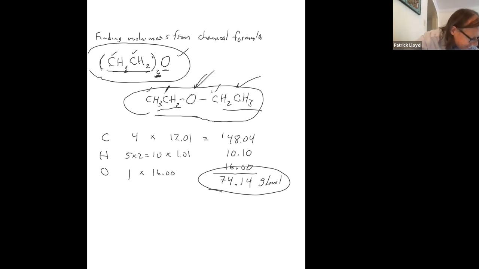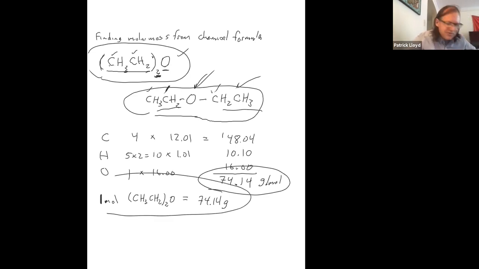Again, what that means is 1 mole of this compound, CH3CH2 twice, then O, has a mass of 74.14 grams. Okay, that's how much it weighs. That's its molar mass. Okay. So there you go. So those are the 2 problems.